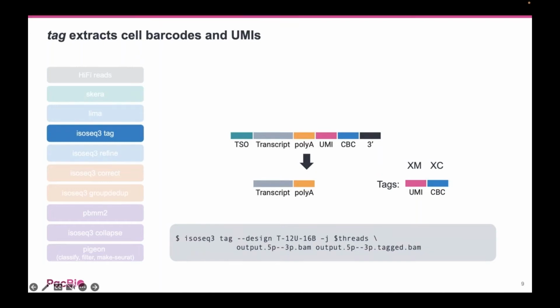Following Lima, we extract barcodes and UMIs using Iso-seq 3 tagged. What this will do is it will shunt your UMI and cell barcode into their own BAM tags, and this is used later for barcode correction. Doing this requires you to input a design for your transcript, and this is reading 5' to 3', so you tell it that you have a transcript with a 12 base pair UMI and a 16 base pair barcode, and this will search for those sequences and put them into your BAM tags.